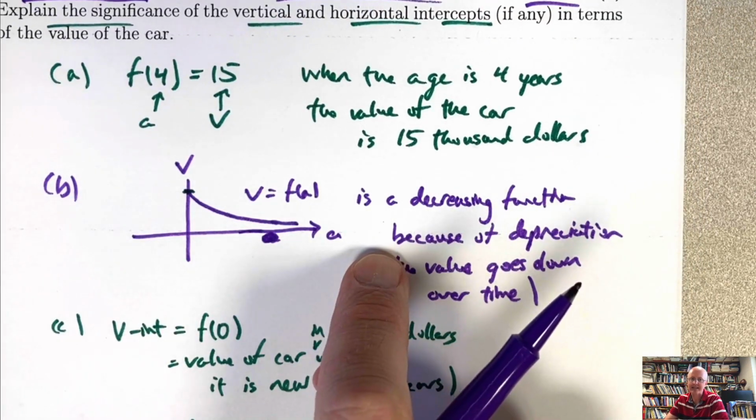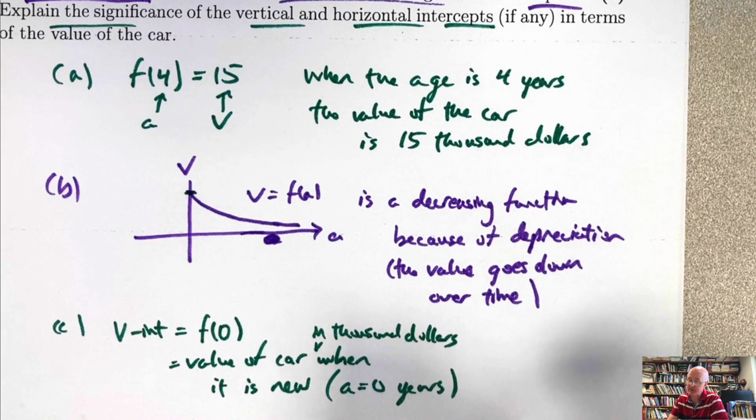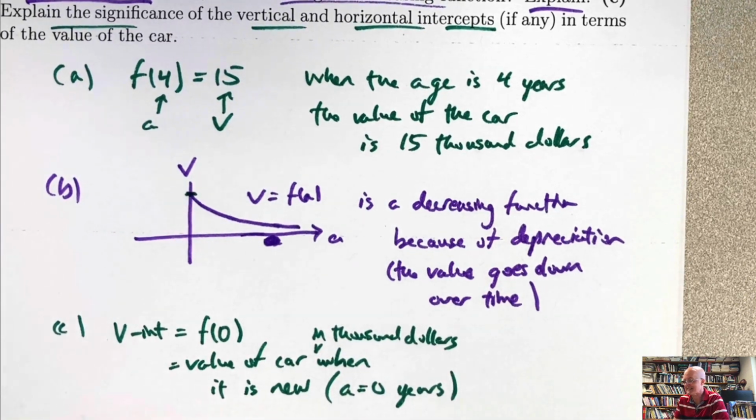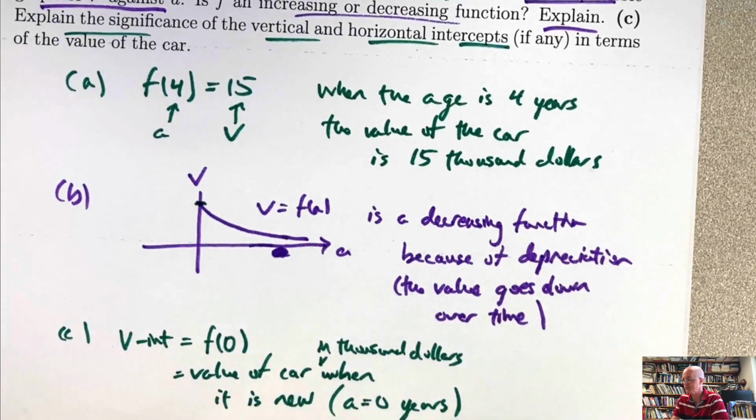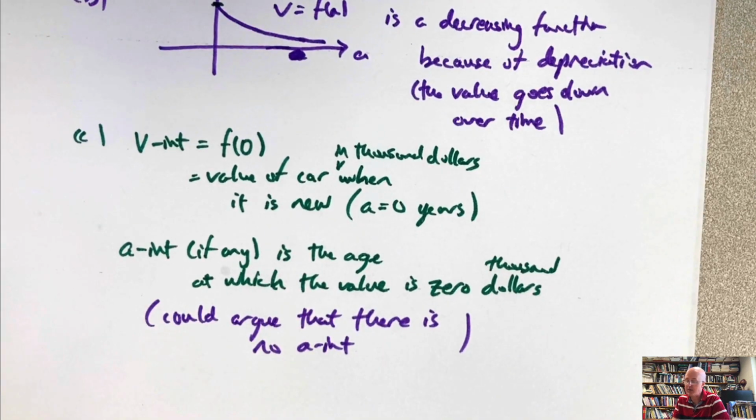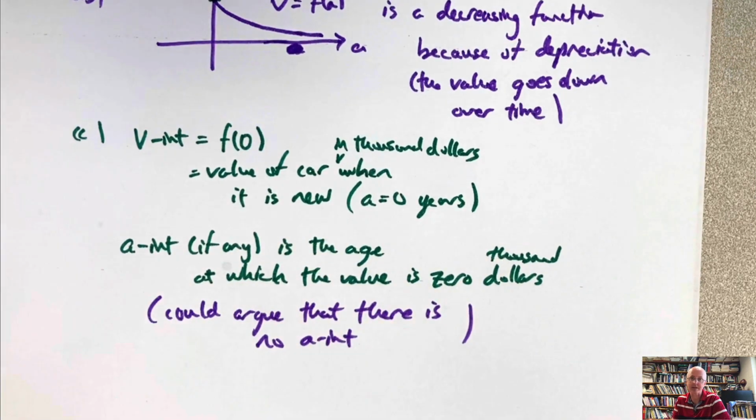The A-axis is acting kind of like a horizontal asymptote. Is it really a horizontal asymptote? Actually, not necessarily. It could be approaching some positive number like $100, which would be $0.1,000 or something. But that's what I would say. If I were grading this, I would say either answer is okay.